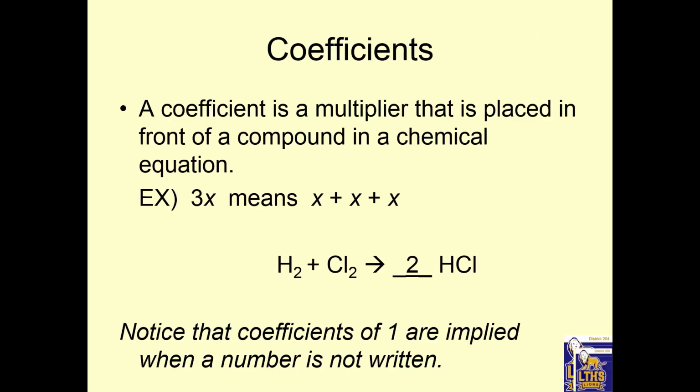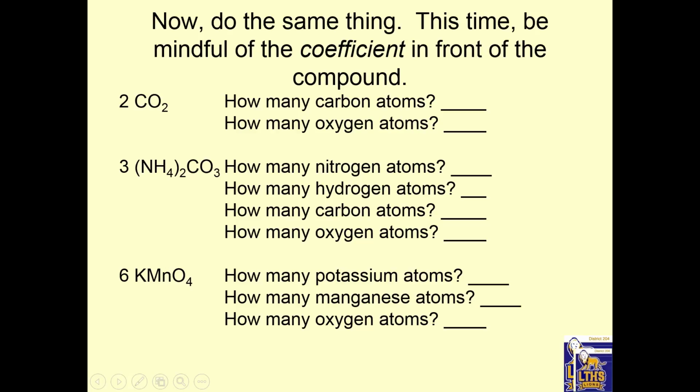What's a coefficient? A coefficient is a multiplier that's in front of a compound. So anytime you have a coefficient, it means that many times of what's behind it. So this means 2 HCl's. So that's what this 2 means. There's 1, 2 for 2 HCl's, right? And there's a coefficient of 1 if you don't see one, all right? The coefficients of 1 are implied.